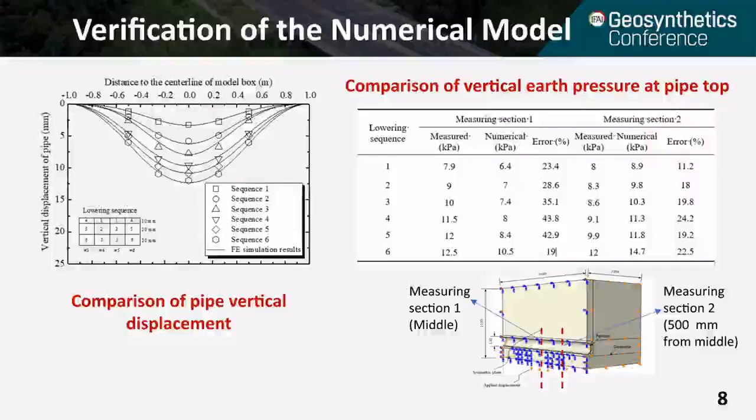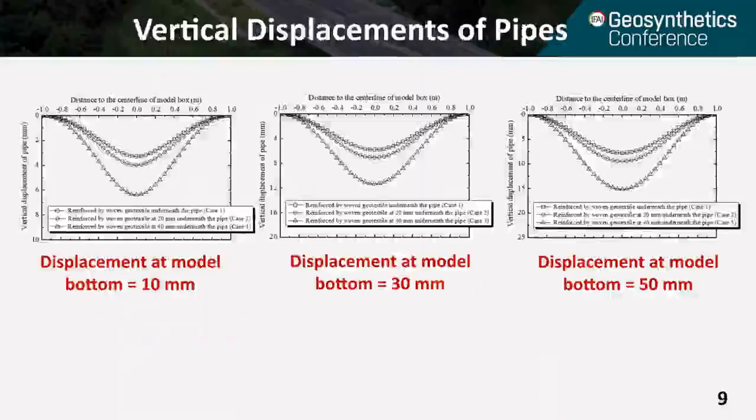And then you can see the vertical pressure at both measuring sections shows, like the measured one in the lab and the numerical results, they are kind of close. Even though we have some errors, we can still say, overall, the numerical modeling procedure we use in this study is effective to do the numerical research.